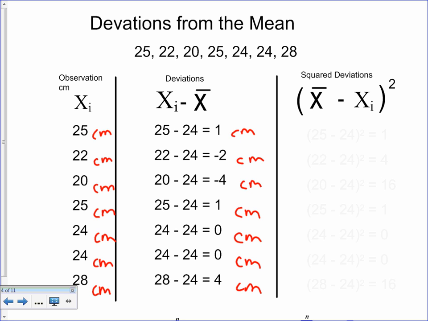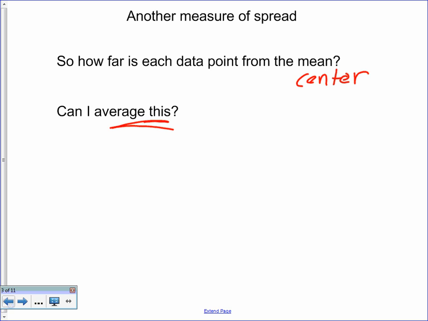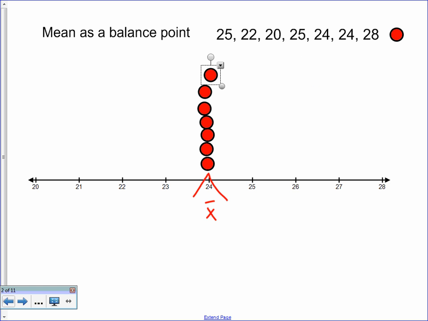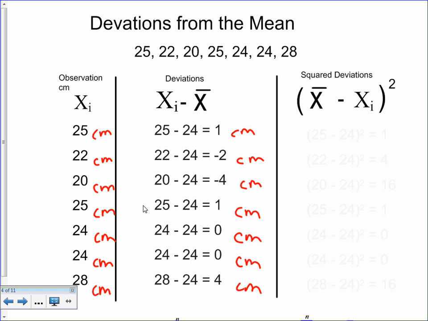And this is how far each one of these data points is from the center. The problem we're going to run into is when we add them up. If we add all those values up, if you do 1 plus -2 plus -4 plus 1 plus 0 plus 0 plus 4, they always add up to 0. And they add up to 0 because for every one that's 1 on the right, there's going to be one that's 1 on the left, and they will always balance out. And so that begs the question then, well then how do we average them if they always add up to 0? And so there's the one that all the students want to do, which is take the absolute value of all of those and add them up.